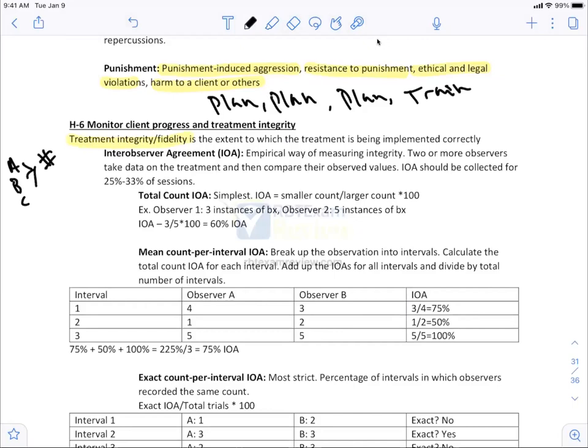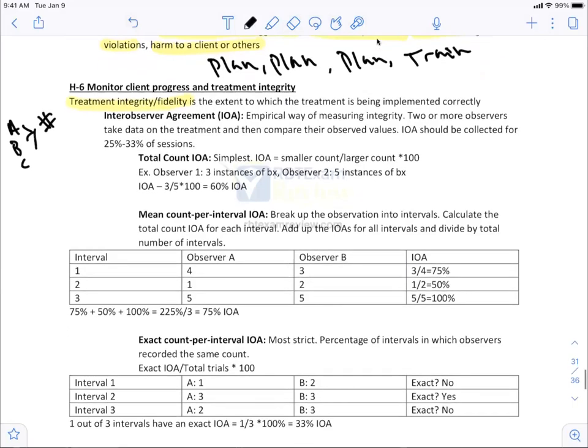You want that IOA to be high as possible. So first IOA, don't lose me here. This looks like math. We didn't get into behavior analysis for math. I agree, I'm on board with you. Don't run away screaming. You're smart enough to understand that. That's why you are becoming a behavior analyst, because you are smart. You can do it.